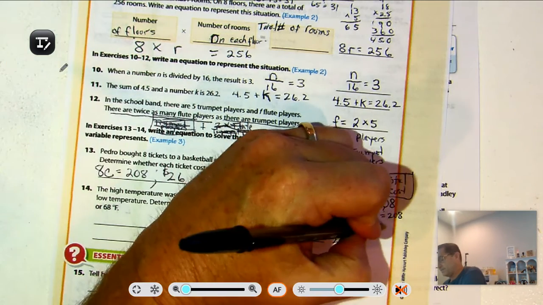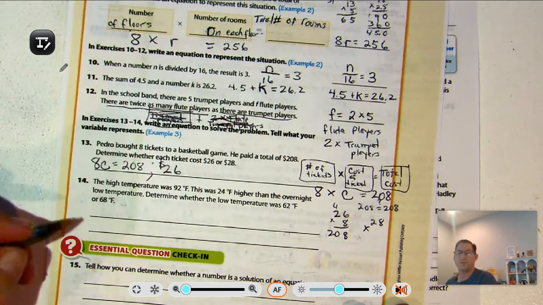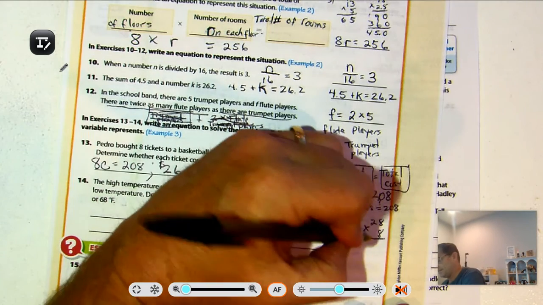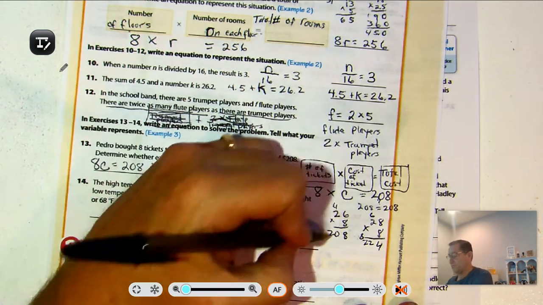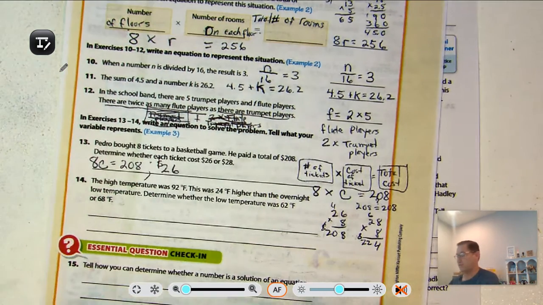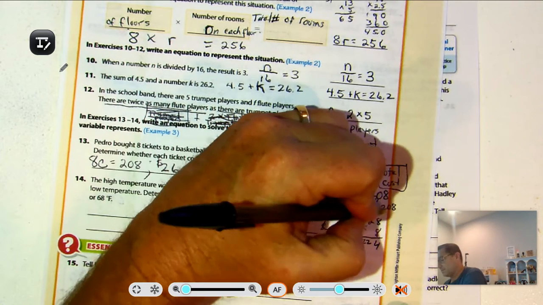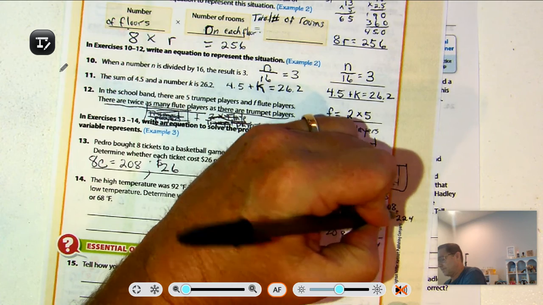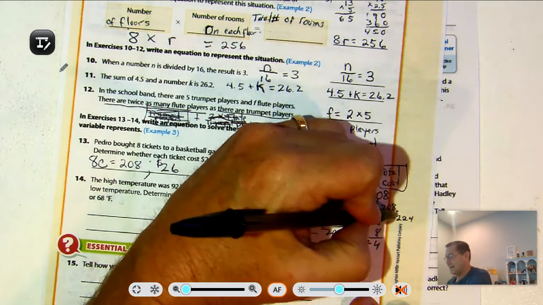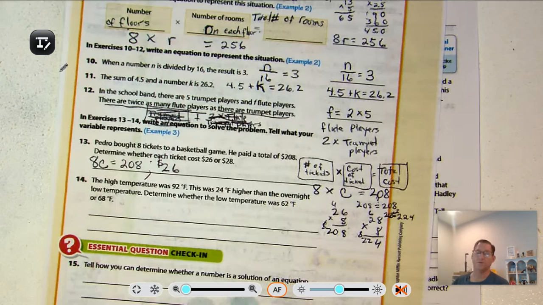We can confirm it by just double checking and multiplying by 28. 28 times 8. 8 times 8 is 64. So that amount would be $224. So $208 does not equal 224.